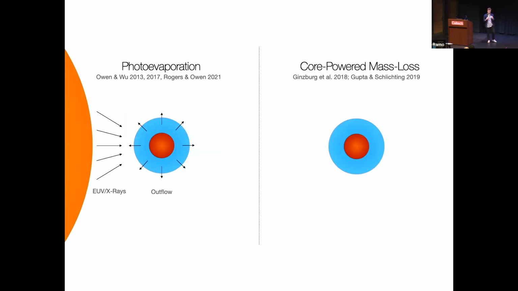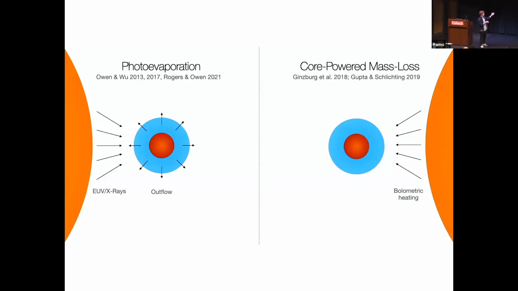Now, I'm of the opinion that core-powered mass loss is actually quite a misleading name for the process, because it suggests that the core powers the mass loss, which is actually not true. Core-powered mass loss does not work without the star. The difference is that, unlike photoevaporation, which works through EUV and X-ray flux, core-powered mass loss works through bolometric heating from the host star. Again, if you just had a planet in isolation and you had a hot core, you would not form the radius valley. Core-powered mass loss does not work without the host star.